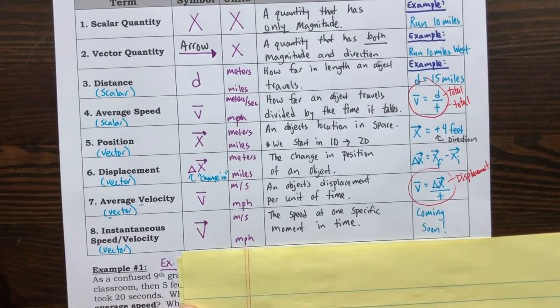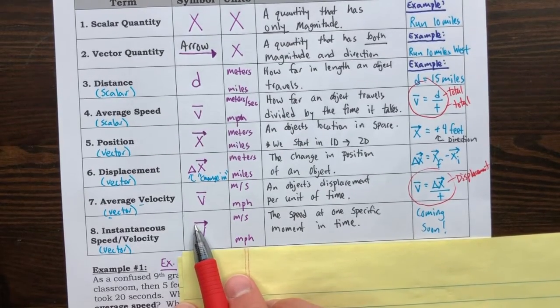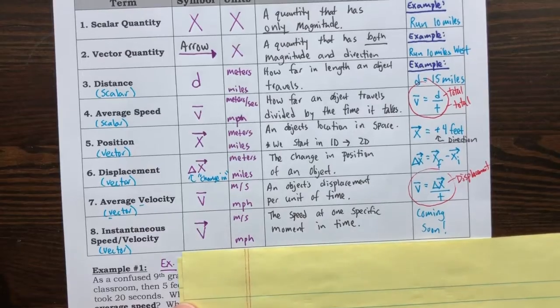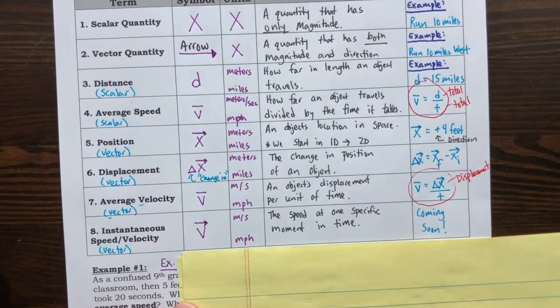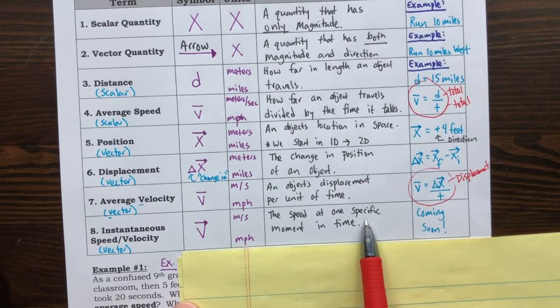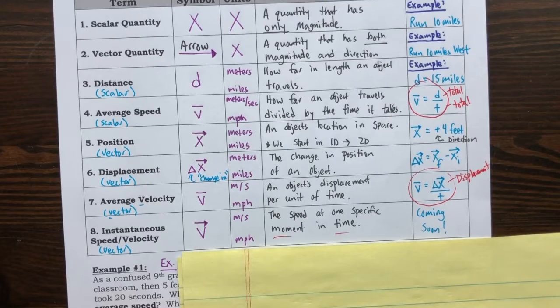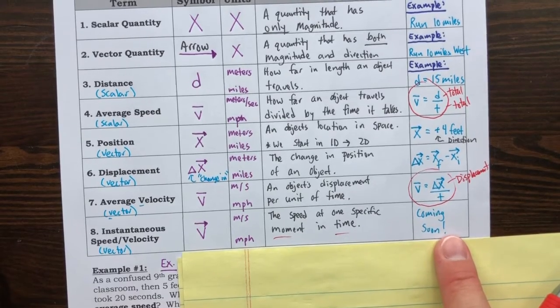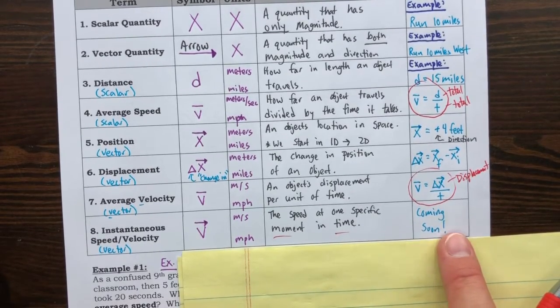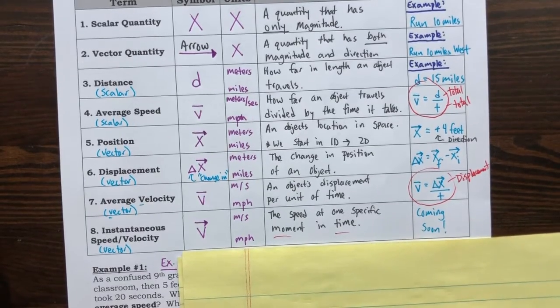vector. So again, we're going to use this letter V for velocity, and since it's a vector quantity, we put an arrow above it. Units are meters per second, or miles per hour. It's the speed at one specific moment in time. I put equations coming soon, because we'll do quite a bit with the equations for instantaneous velocity, but for right now we're just going to leave that one TBD.